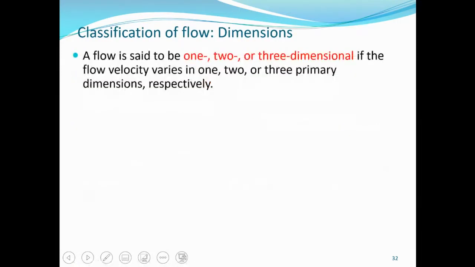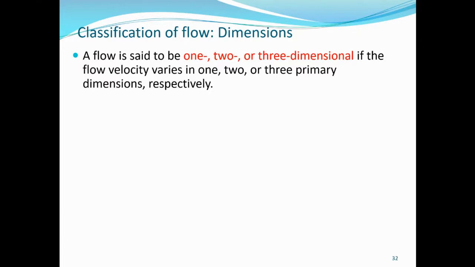Yeah, in our previous class yesterday, we started discussing dimensions, okay? About flow dimensions. Okay. All right, back. So we mentioned that a flow can be said to be one-dimensional, two-dimensional, or three-dimensional.